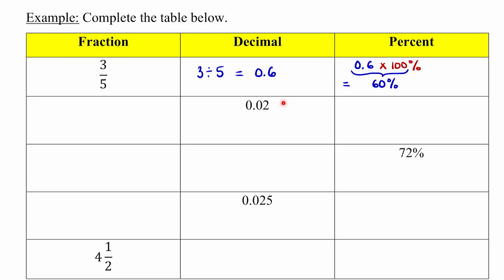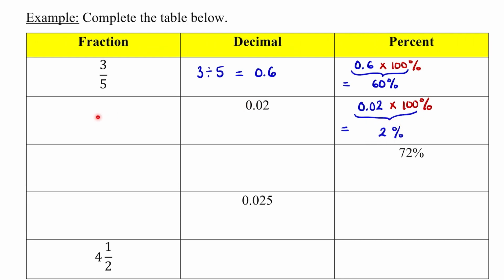In the second row, I have 0.02 as a decimal, and I want to turn this into a fraction and also a percent. I will go ahead and turn this decimal into a percent first. In order to turn 0.02 to a percent, I will need to multiply this number by 100%. Then I'll take 0.02 times 100, and I got 2%. 0.02 is equivalent to 2%.